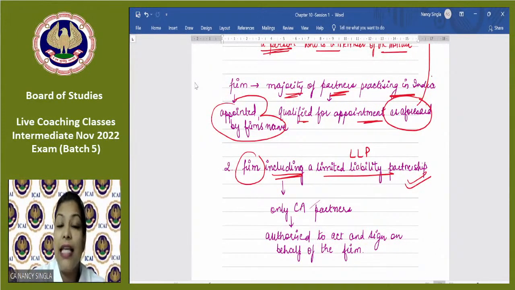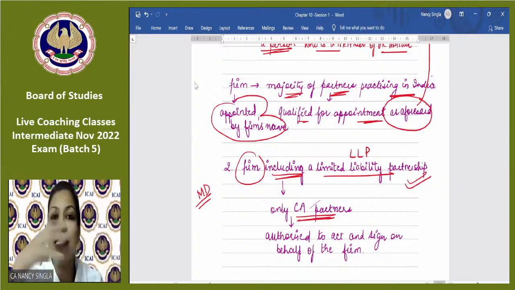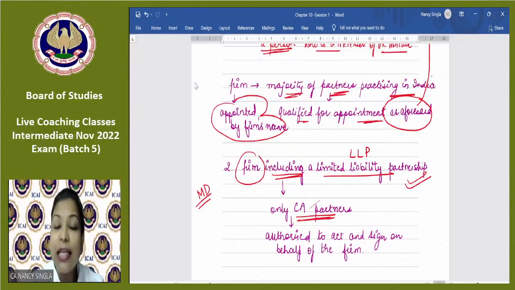Then it says that in such a case, only the partners... see, there is a concept of multidisciplinary CA firms. Multidisciplinary firms are there now, where the MBAs, the CA, the CS, all are partners. So in that case, only the CA is authorized to act and sign on behalf of the firm.